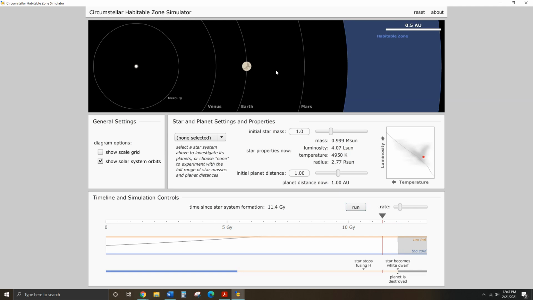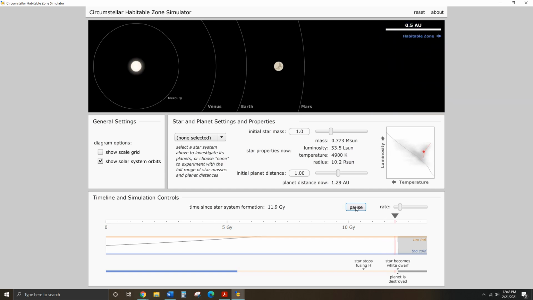So you're going to want to watch a few things. You're going to want to watch the planet itself. You're going to want to watch the star. You might even want to watch the habitable zone a little bit. But watch this back a few times so that you can make some cool observations as it pertains to this question. Slow it down a little bit and we'll do it again.